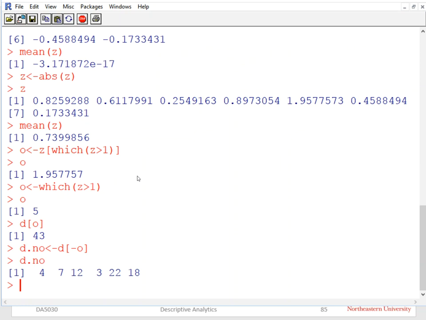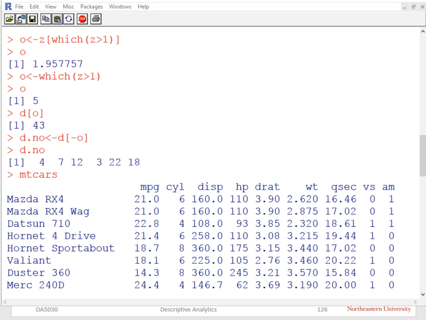So now I have my new data set with all the outliers removed. So that's one way you can deal with outliers. Now, what we have looked at so far is outliers in a vector, but what happens if you've got cases that involve more than one feature, more than one variable? So there's a built-in data set I'm going to use for this example.